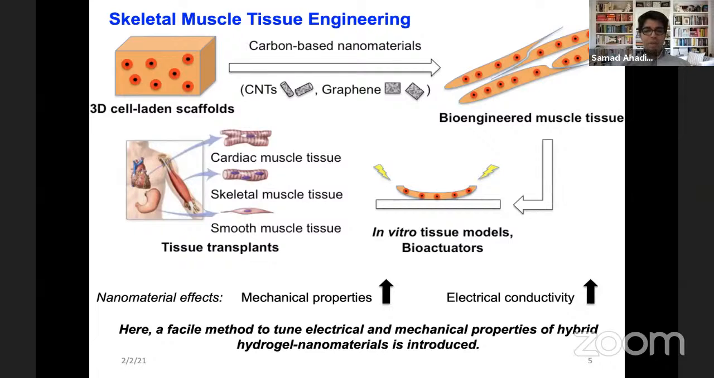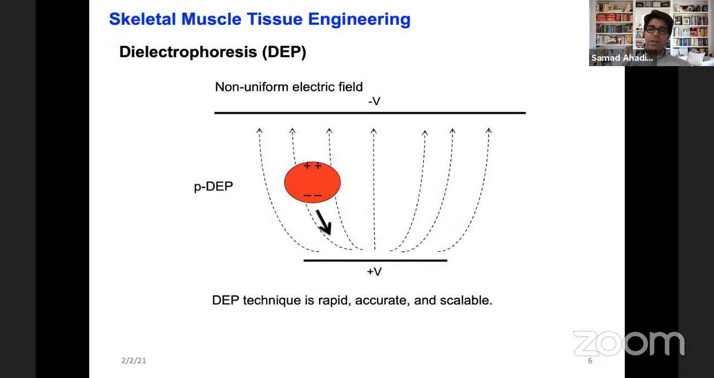So in this presentation, I would like to introduce a method to tune electrical and mechanical properties of hydrogel nanomaterial composite scaffolds. The proposed idea is based on using dielectrophoresis, or DEP. DEP is a microscale technology by which a particle in the medium is polarized. When the polarization of the particle is more than the surrounding media, the particle moves to the high electric field region. This process is called positive dielectrophoresis, or PDEP. When the polarization of the particle is less than the surrounding media, the particle moves to the low electric field region, and this phenomenon is called negative DEP, or NDEP.